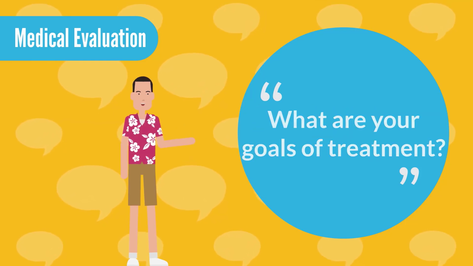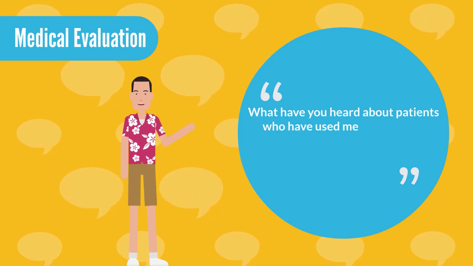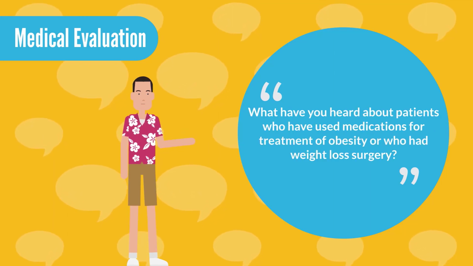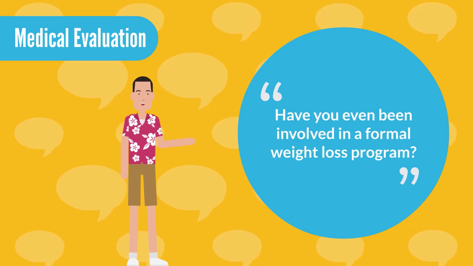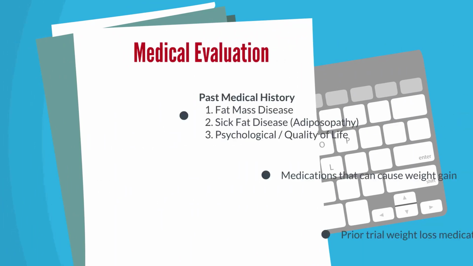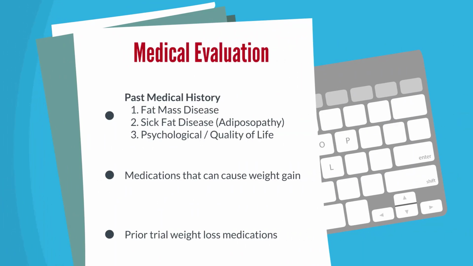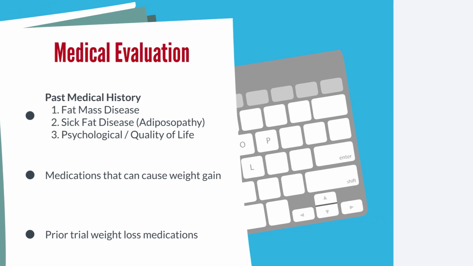What are their goals of treatment? What have they heard about patients who have used medications for treatment of obesity or who had weight loss surgery? Have they ever been involved in a formal weight loss program? What other disease processes might they already have or at risk for? Could they have comorbid disease processes, or are they at risk for other diseases that can be associated with obesity? Think about the 3 buckets of diseases we talked about earlier. Have they taken medications in the past that could increase weight? Have they ever tried medications for weight loss?